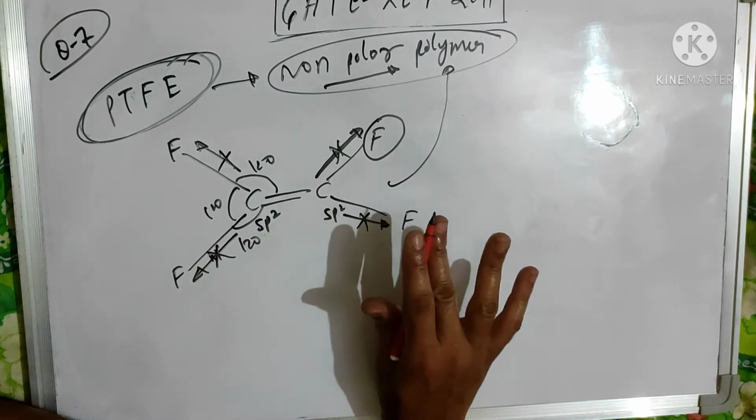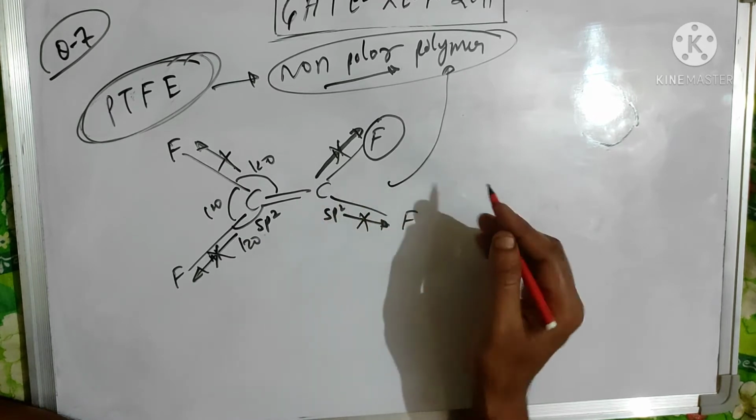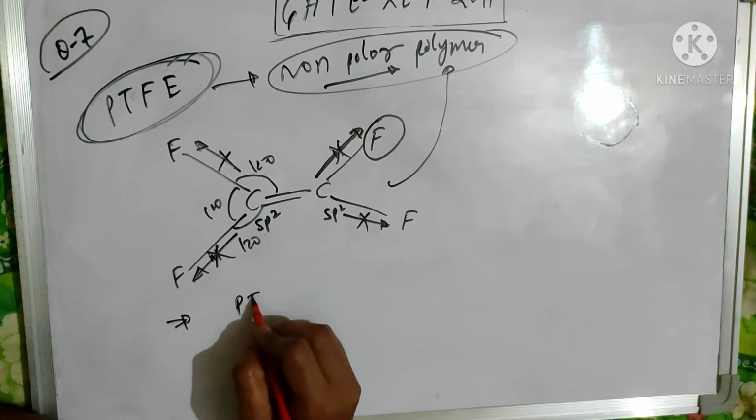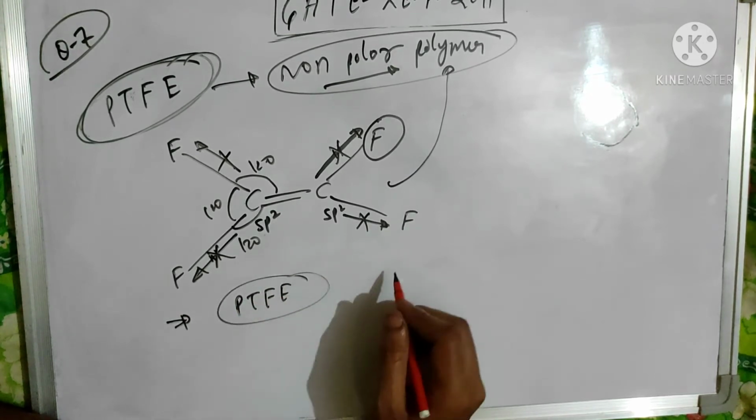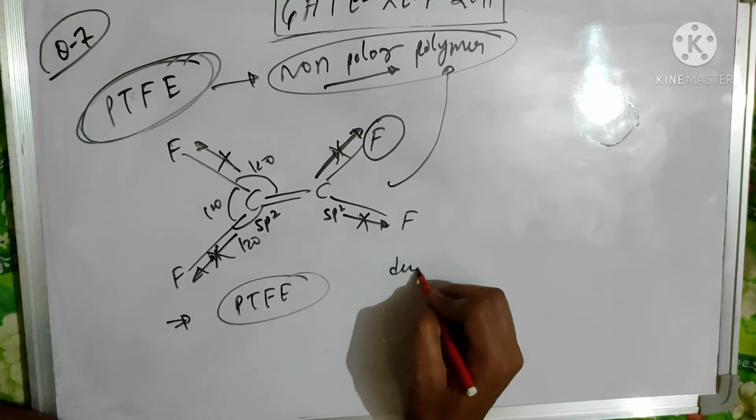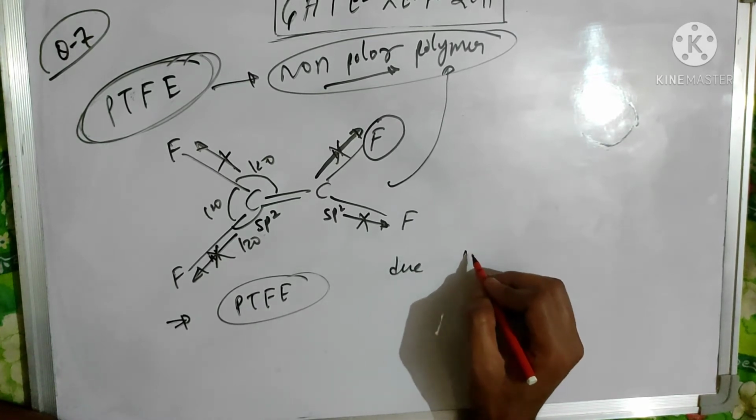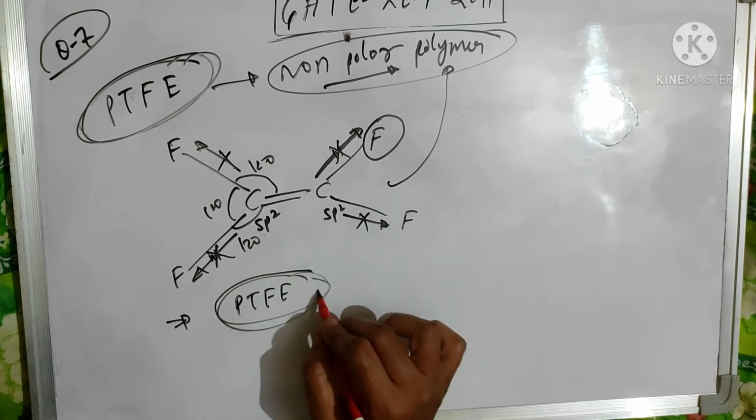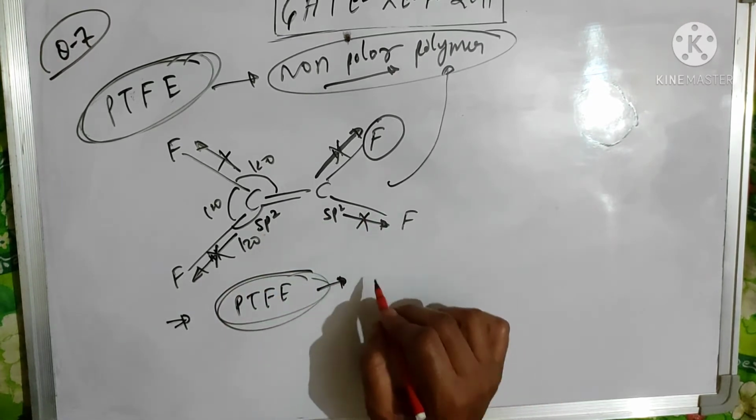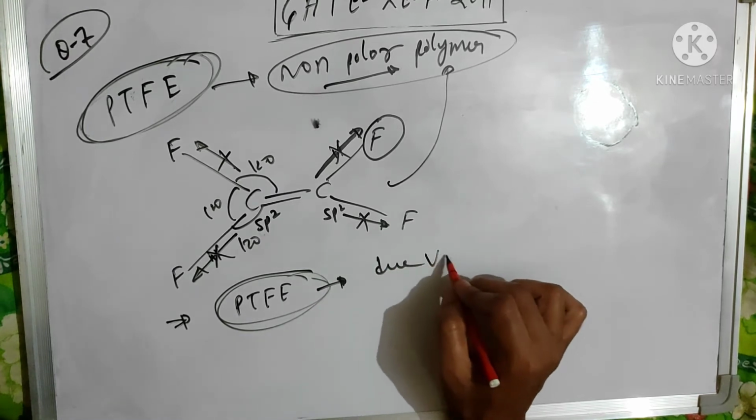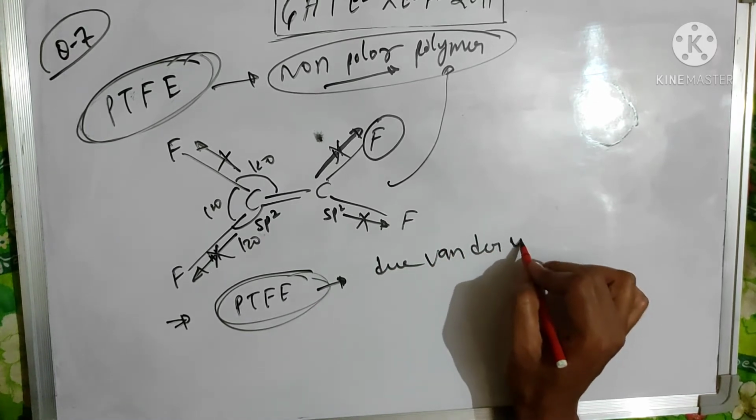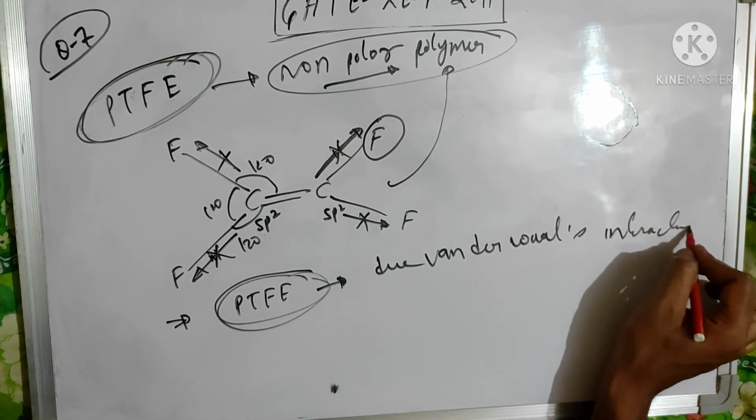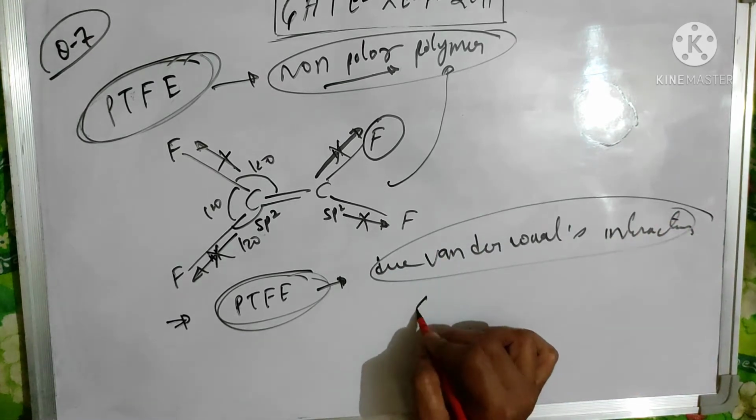Here there is no presence of hydrogen bond or any dipole interaction, so PTFE, polytetrafluoroethylene, is degraded before its melting point due to van der Waals interaction. So option C is correct.